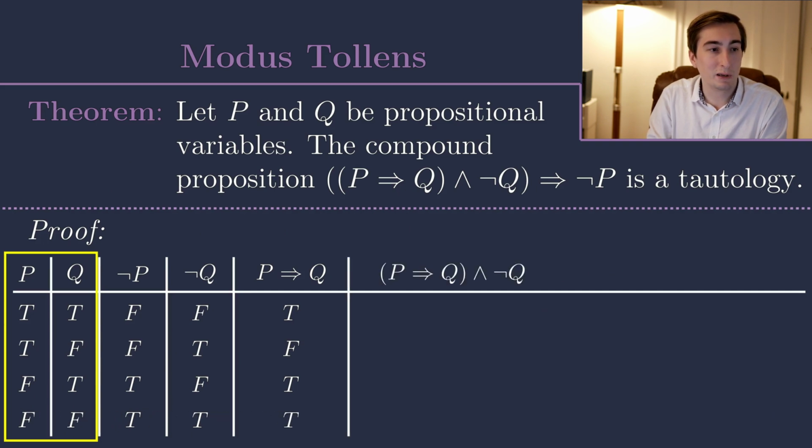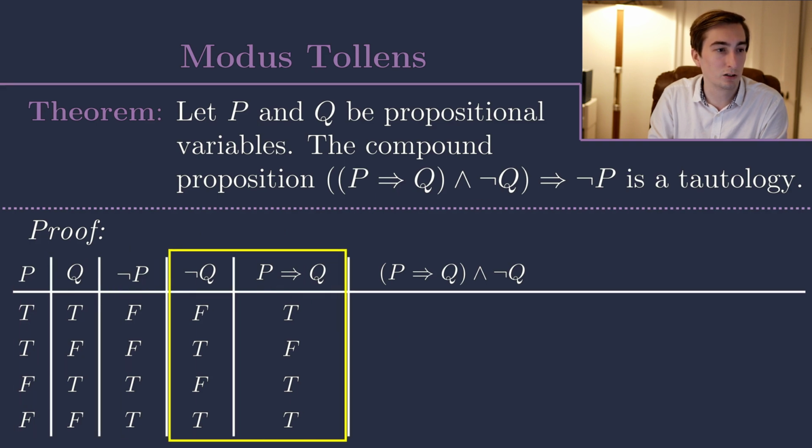And we now want to look at P implies Q and not Q. So which two columns do we need to look at to fill this out? We need to look at the column not Q and the column P implies Q. So we need to look at these two columns. And let's think about when that is going to be true.